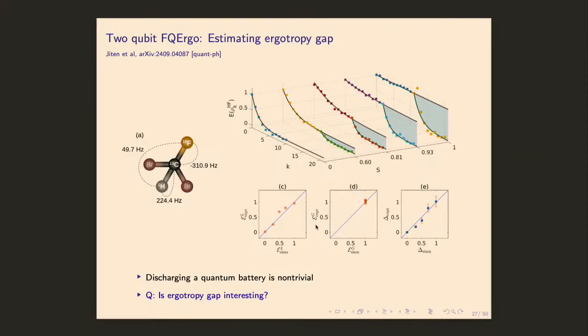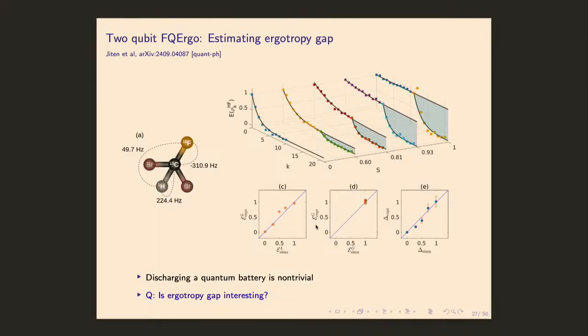And this x-axis here is the entanglement between the qubits. If the two qubits are entangled, local drive cannot extract energy. You need global drive. If the qubits are disentangled, then you can extract energy by local drive. If they are in between, then you can extract partially from local drive and partially from global drive.